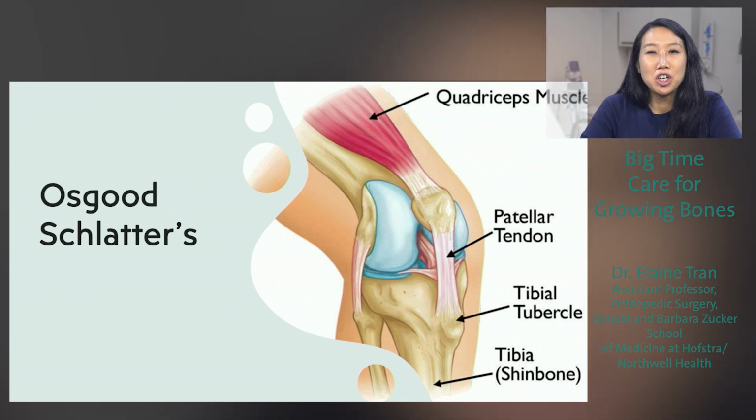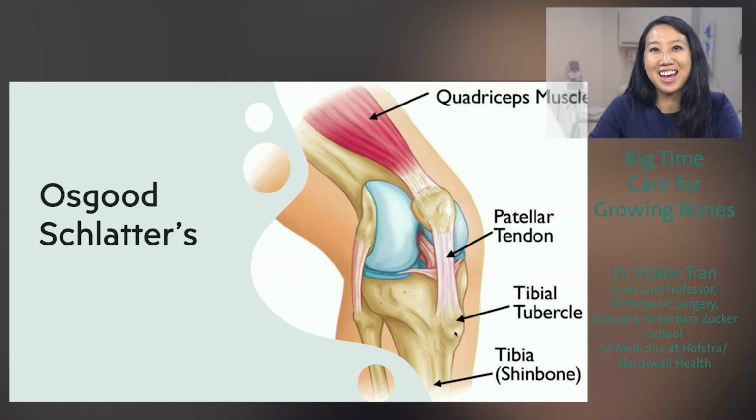of the knee. In this cartoon diagram, you can see the muscle of the thigh, the quadricep muscle, which attaches to the kneecap, called the patella, which then has a tendon, the patellar tendon, that comes down and attaches to the shin bone, the tibia, at the spot called the tibial tubercle. So it's this area right here where I'm trying to circle with my mouse that gets inflamed and becomes painful.